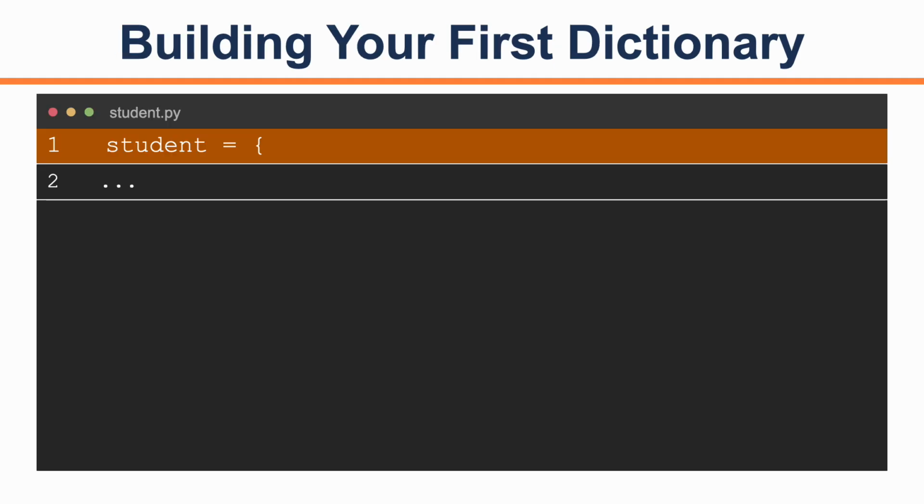Let's start building a real dictionary. The first thing we write is the variable name student, followed by the equal sign and an open curly brace. That opening brace tells Python a dictionary is being defined.